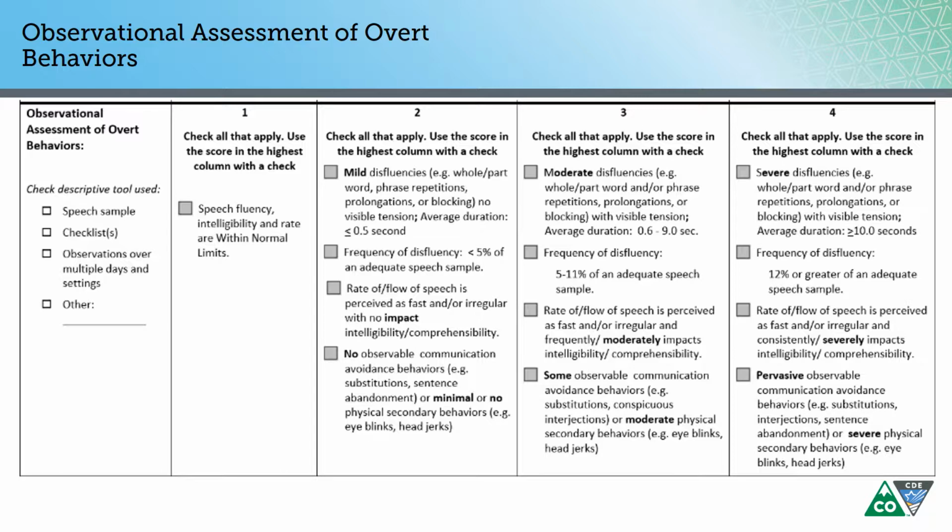For example, if a student has moderate disfluencies, frequency of disfluency is 7%, and the student's flow of speech is perceived to moderately impact comprehensibility, but there are no or minimal observable communication avoidance behaviors or secondary behaviors, the score would be a 3 for this component, since it's the highest column with a check mark.